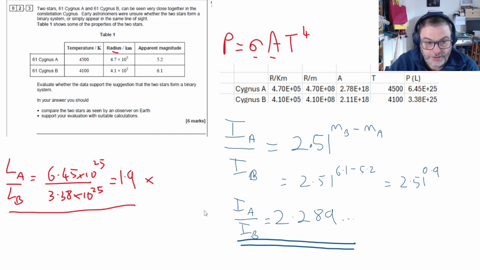we can therefore conclude that it looks as if they're a binary system, because these ratios are the same, and you know the intensity of the radiation leaving the stars would change with the square of the distance. Therefore, since these ratios are the same, more or less, that means the distance must be the same. So they could be a binary system. Notice the question says supports the suggestion that they are binary. It doesn't say show that they are a binary, just that, well, they're not too far out, these two numbers, so it could be.